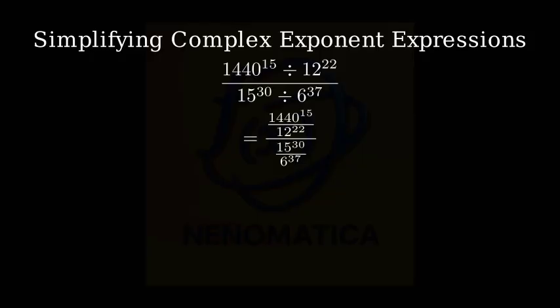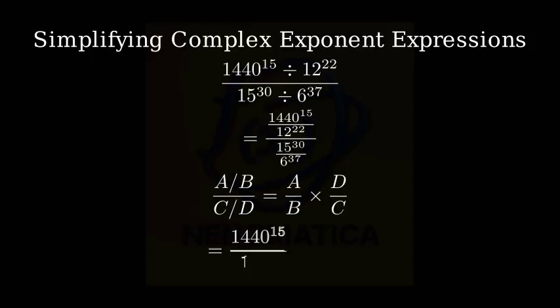Now, when we have a fraction divided by another fraction, we can multiply the first fraction by the reciprocal of the second fraction. So, we multiply the numerator by the reciprocal of the denominator. This gives us 1,440 to the power of 15 over 12 to the power of 22, multiplied by 6 to the power of 37 over 15 to the power of 30.